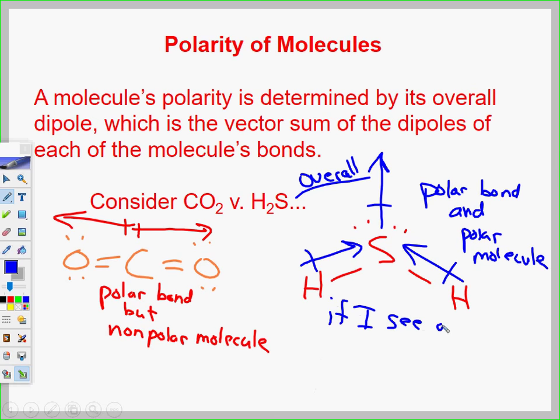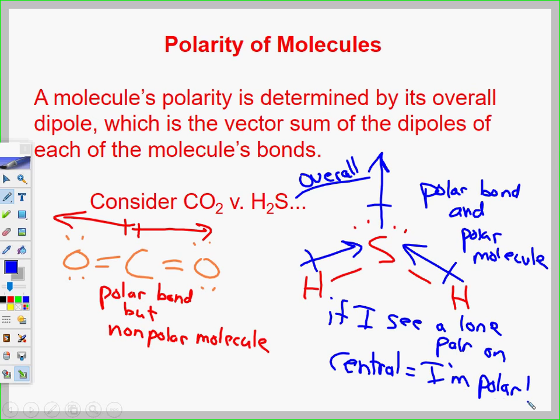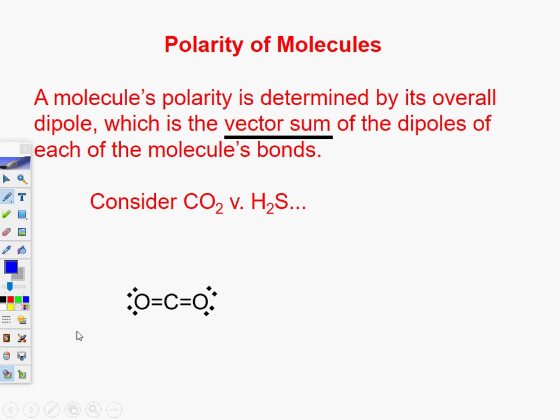If I see a lone pair on the central atom, I'm polar. That saved me a ton of guesswork. I didn't have to do vectors. I didn't have to look at it. If I see a lone pair, it automatically is polar. They're always going to pull towards the lone pairs. Now, if it doesn't have a lone pair, it doesn't necessarily mean it's nonpolar, but that's a good clue.